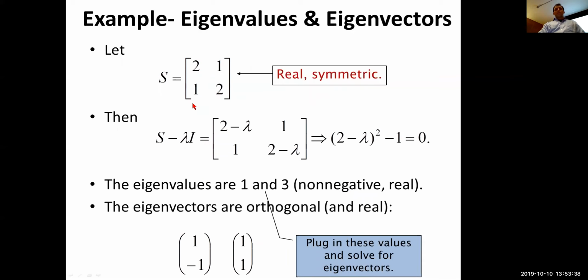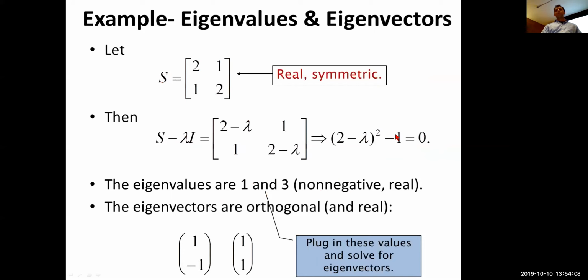Again, this matrix is real and symmetric, and therefore the eigenvalues are real and non-negative. The eigenvalues come from solving the equation of taking this matrix minus lambda times the identity matrix, which simply removes lambda from each of the diagonal items. If that determinant is 0, then (2 minus lambda) squared minus 1 is 0, and the eigenvalues are the solutions to this particular equation.